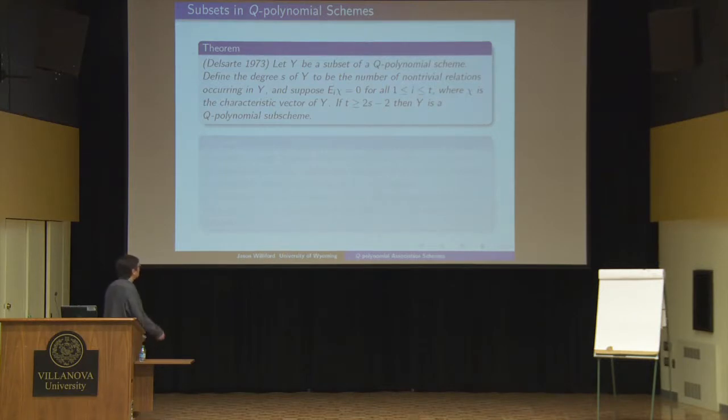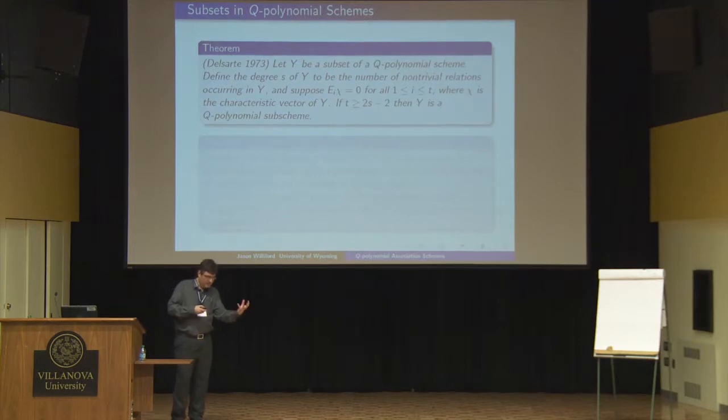So that's an example of such a design. Well, he came up with a general bound. Take a subset, and in this case, if you want to think of it as the Johnson scheme, but it can be any Q-polynomial scheme. We're going to say all these idempotents, when you multiply by the characteristic vector, vanish for 1 to t. I'm going to let S be the number of relations that appear in the subset. As long as S is not too big with respect to t, then you can restrict all the relations to y, and you get a Q-polynomial subscheme.